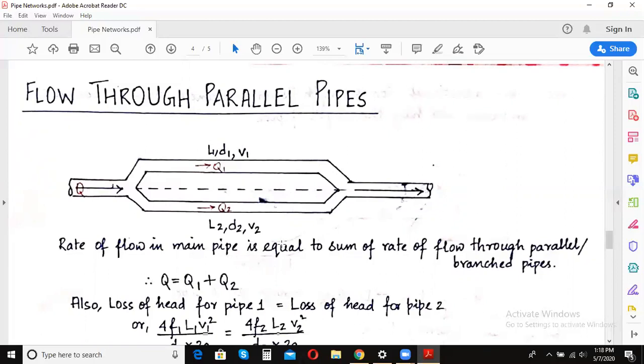Now, what is the condition of discharge through this entire arrangement? The total discharge Q through the single pipe will be equal to the summation of discharge through these two parallel pipes, or any other pipes that are connected parallelly to each other. So basically Q is equal to Q1 plus Q2. This is the most important point that one should remember while dealing with pipe networks when the pipes are connected parallelly to each other.